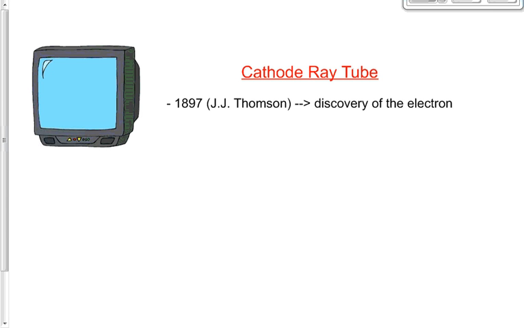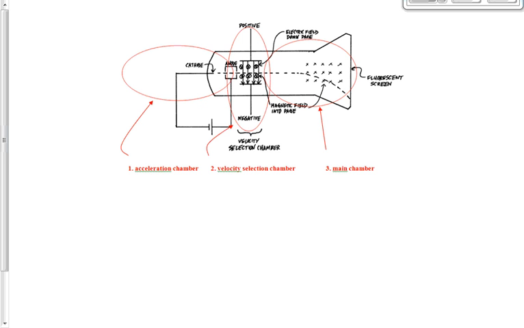The cathode ray tube is the basic component behind the older style televisions. The TV that's in the corner of the room right now. Not the one that you're looking at right now, that's an LCD projection unit. The TV in the corner of the room is based on a cathode ray tube. The big, heavy, thick, deep TVs are based on these cathode ray tubes. That's what Thomson used to discover the electron.